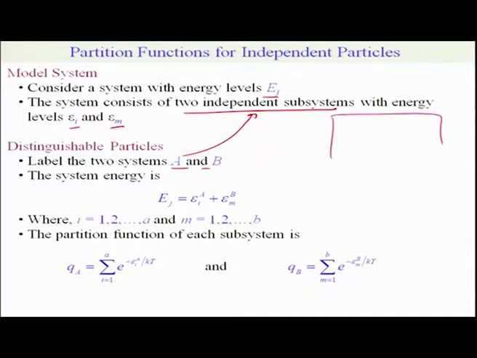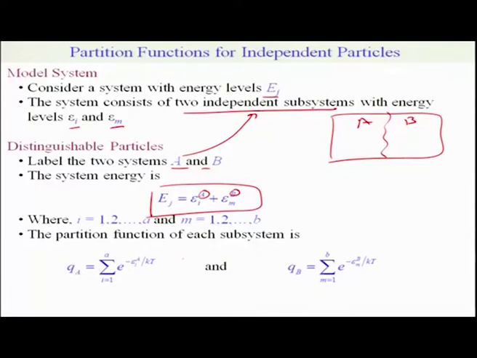So, imagine that you have a system which you can separate as A and B in such a way that they are independent, and hence you can just focus on the energy levels, simply summing up for each energy level the subsystems' energy levels. Simply E j is small e i of system A plus e m of subsystem B, where i can vary from 1 to A and m can vary from 1 to B.